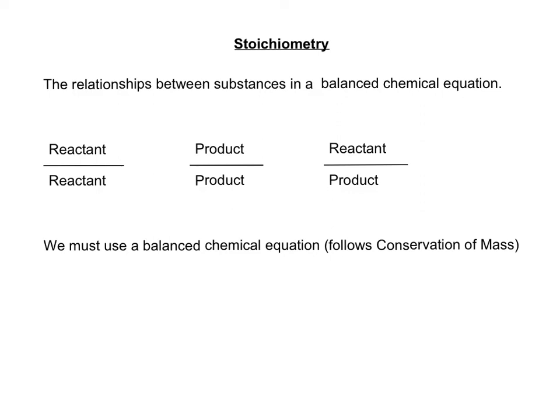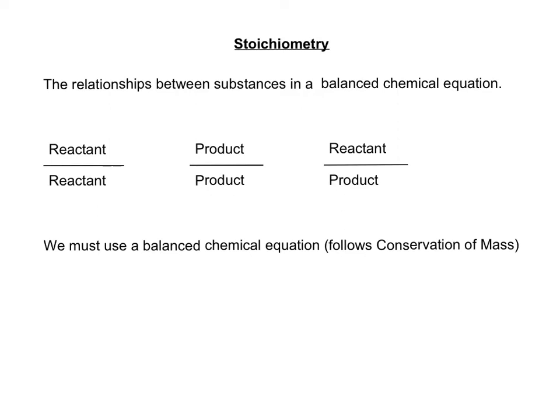Stoichiometry. Stoichiometry is a very important concept in chemistry, and chemists use it all the time when we're working out math issues, like figuring out our percent yields or determining how much of a certain reagent we need to use. Stoichiometry is basically the relationships between the substances in a balanced chemical equation.